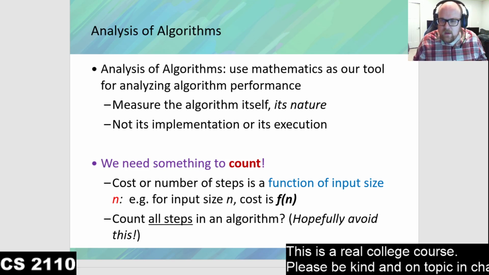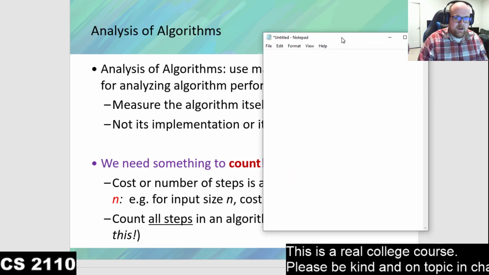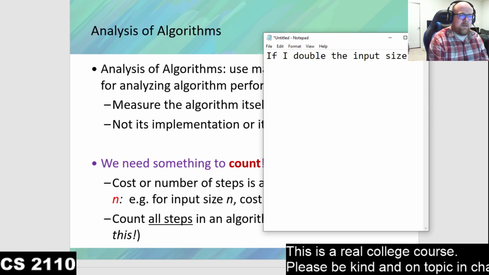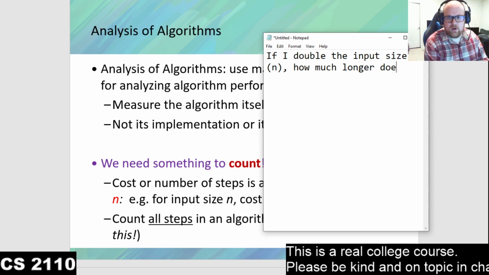And I framed this in the context of doubling time. We talked about the idea of if I double the input size, n being a variable for the number of elements in our input, which depends function to function on what exactly that means. It could be the size of an array, or the value of an integer input. If I double the size of the input, how much longer does the algorithm take to run?